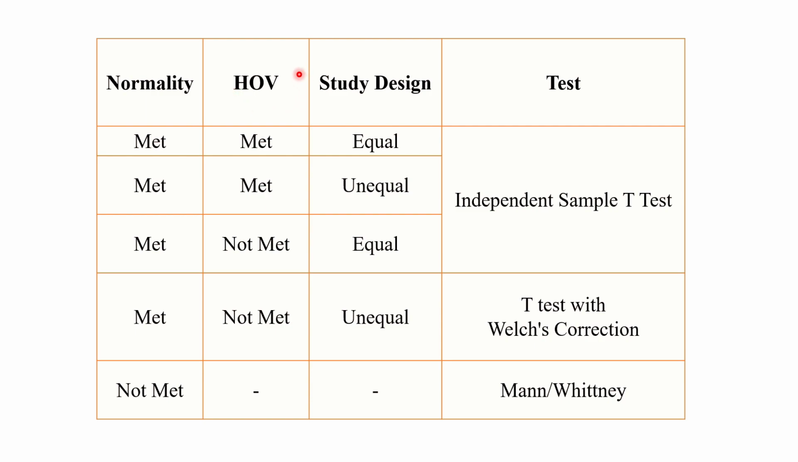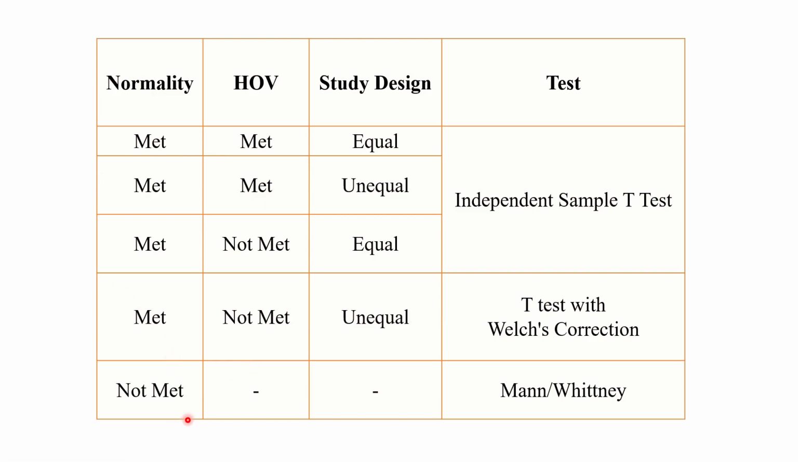If the homogeneity of variance is not met, but we have an equal study design, that means both the groups have an equal number of observations, we can still go with the student's t-test. If the homogeneity of variance is met but we have an unequal study design, then we can still perform the student's t-test. On the other hand, if the normality is met, but the homogeneity of variance is unequal and the study design is also unequal, then we had better conduct the t-test with Welch's correction.